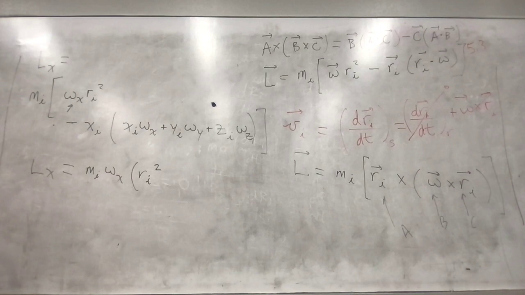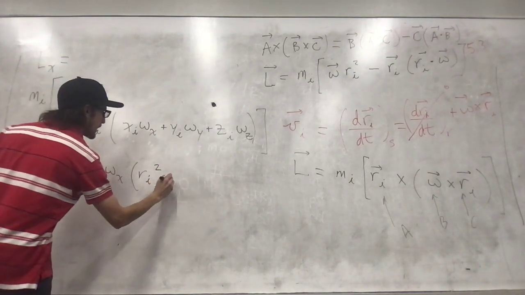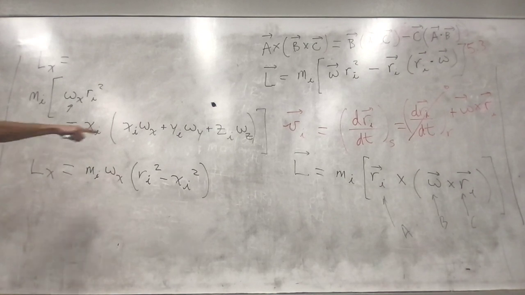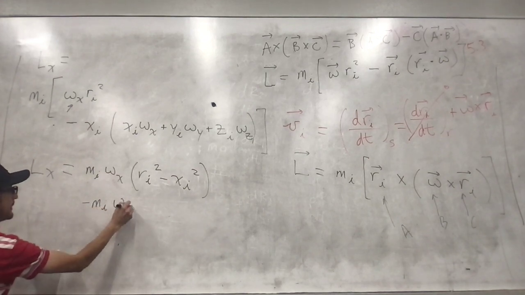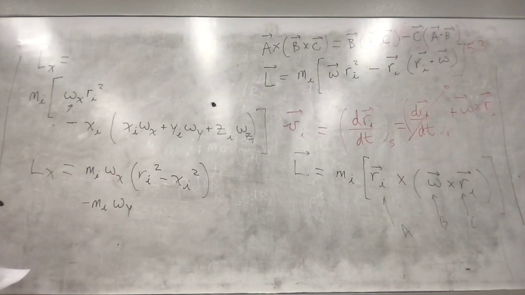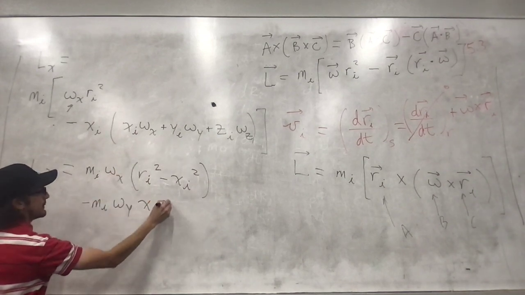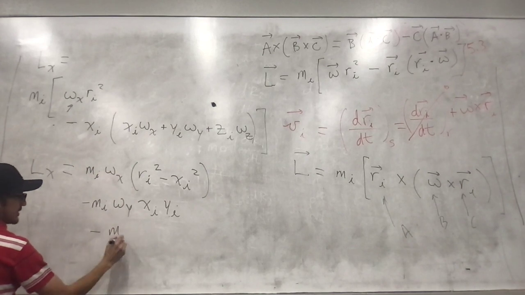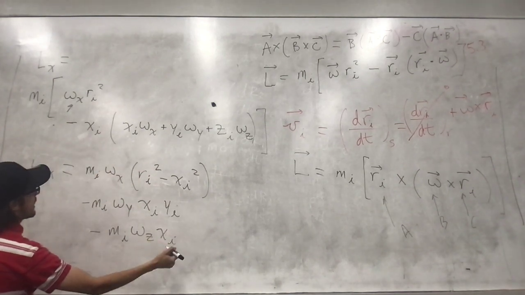So this one is R_i squared minus X_i times X_i, that's X_i squared. And then for the y term, that's going to be minus m_i omega y x_i y_i. And for the omega z term, we're going to have m_i omega z x_i z_i.